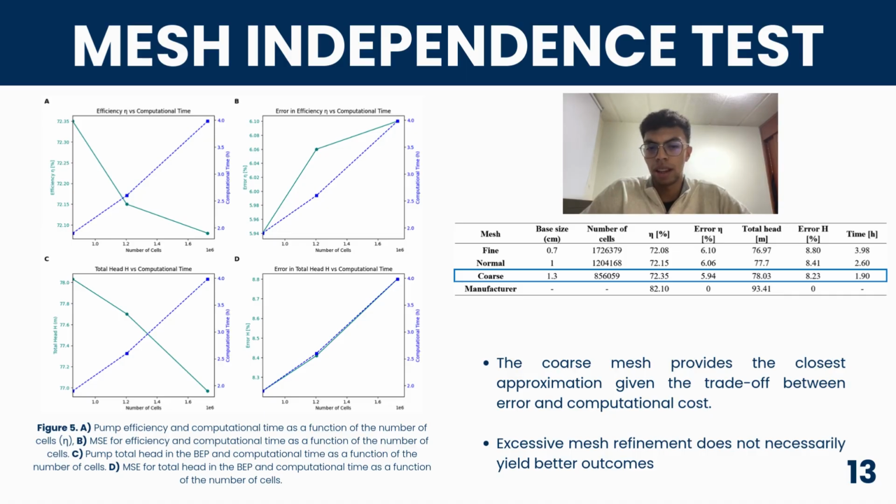The comparison with the manufacturer's mesh behavior suggests that excessive refinement does not necessarily improve agreement with the real system. In some cases it may even introduce artificial effects that degrade prediction accuracy. In conclusion, the coarse mesh emerged as the optimal choice for simulating the pump's performance. It achieves the highest efficiency and total head while minimizing computational errors and reducing processing time.